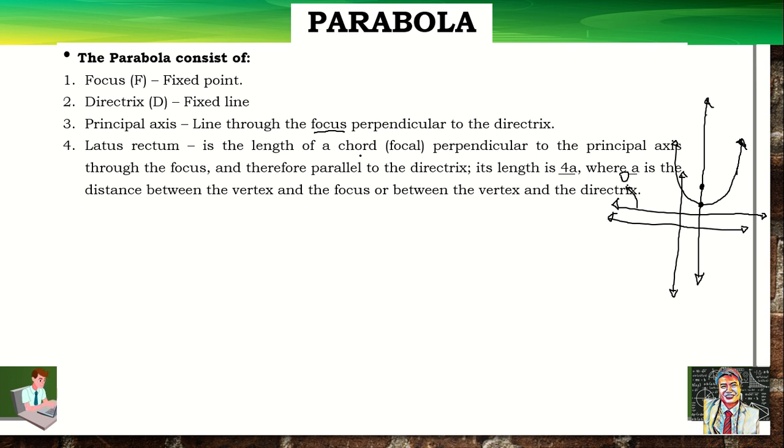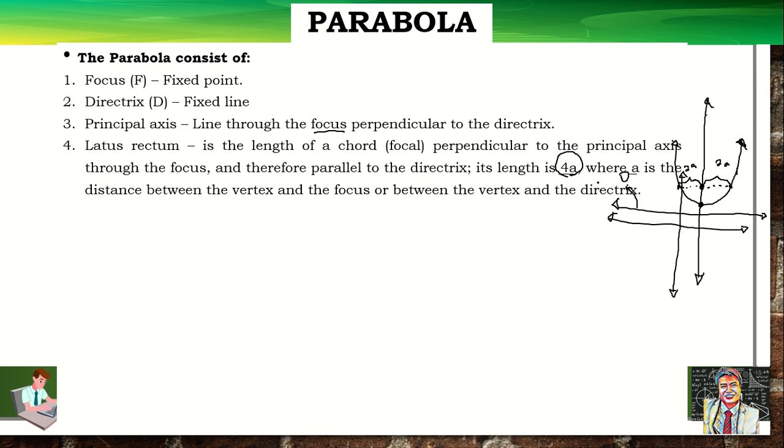Ngayon ang sabi dyan, it is the length of a focal chord perpendicular sa principal axis. Kung ito principal axis mo, another perpendicular line siya through the focus. Kung ito yung focus mo, meron siyang broken line, kasi length lang naman ang pinag-uusapan natin. So, nandito yung latus rectum, nasa dulo. Yung length niyan in total ay 4a. And so, therefore, this is 2a, this is 2a.